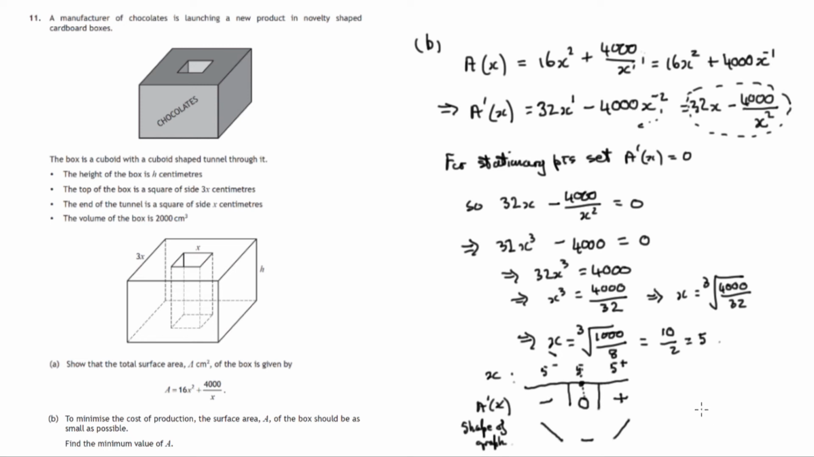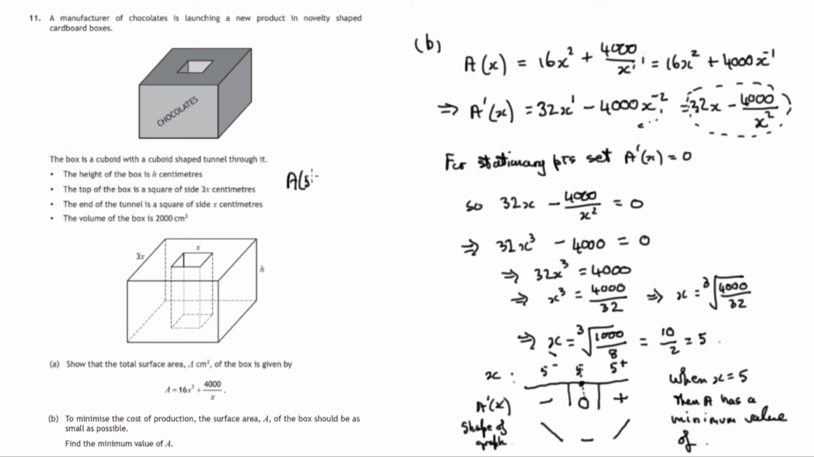So to find the minimum value of a, what we can say is when x equals 5, then a has a minimum value. And it just remains to put 5 into a to find what that value is. Well, let's do that over here.